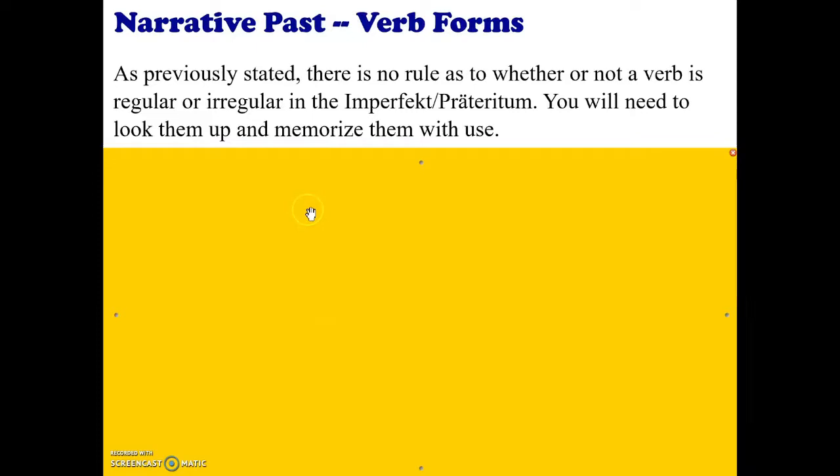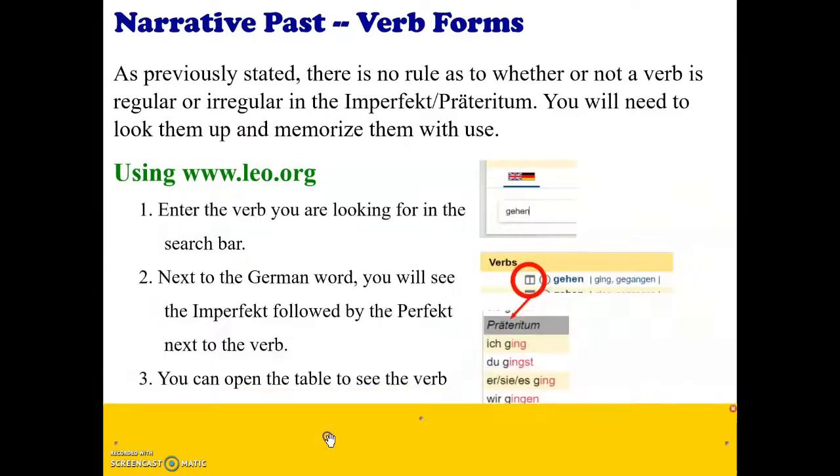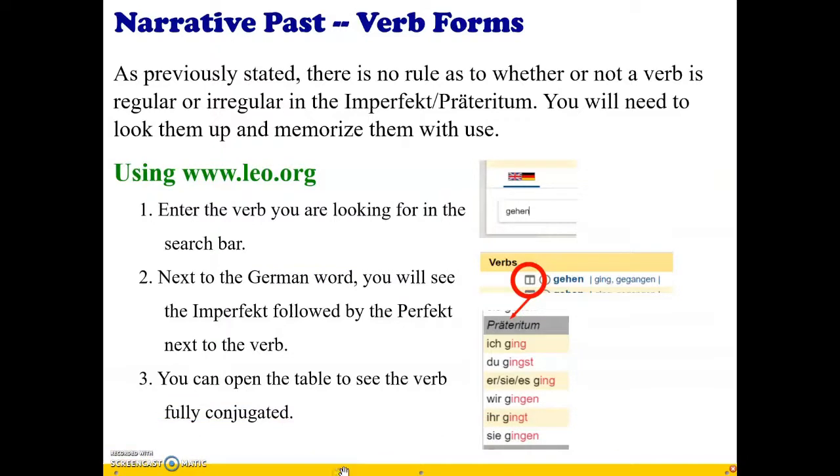The last thing I want to look at is how to find these on leo.org, which is the recommended site that I have my students become familiar with in my class. So as I stated, there's no rule as to whether or not a verb is regular or irregular in the imperfect Präteritum. You need to learn how to look them up and then memorize them with use. So if we go to www.leo.org, my favorite dictionary site with also all of these great grammar tools, this is what we would do.